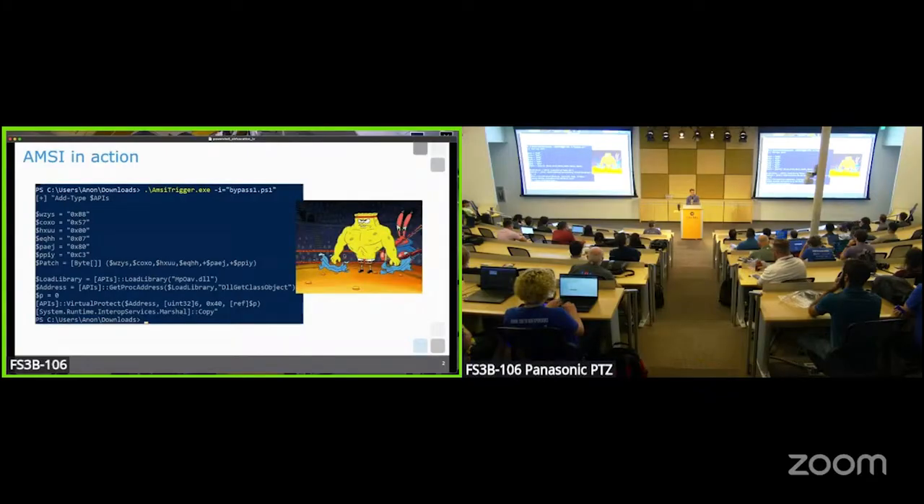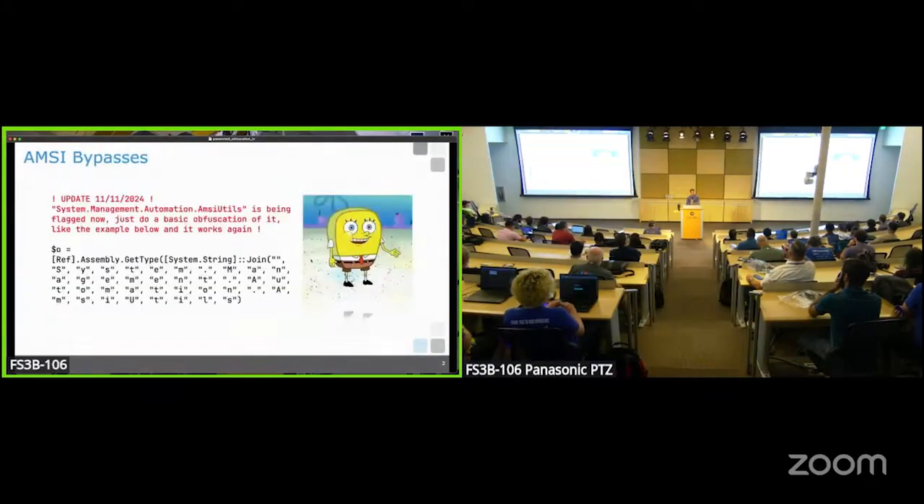So AMSI does a great job against that, but struggles mightily against even simple obfuscations like this. They didn't even reorder any of the strings. This is from the actual GitHub repo from November of last year. It says system.management.automation.amsiutils is being flagged now. Just do a basic obfuscation of it like the example and it works again.